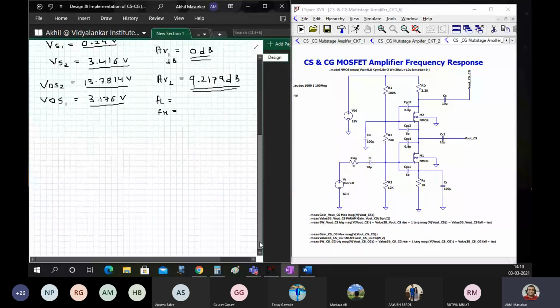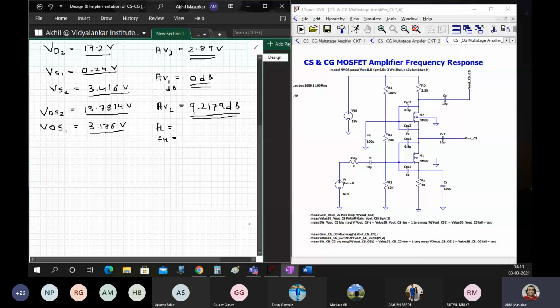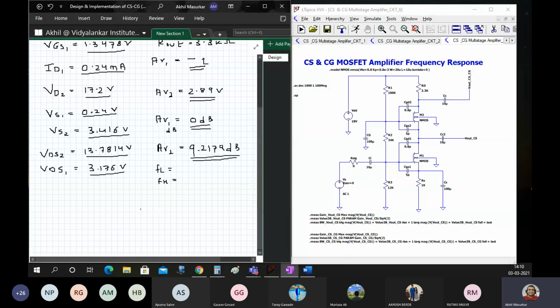Okay. Suman, thank you for that. FL was 4.822 hertz. And FH was 3.0143 megahertz. Whatever the bandwidths are, one is in hertz, the other one is in megahertz, so keep all these things in mind. These are our calculated values.